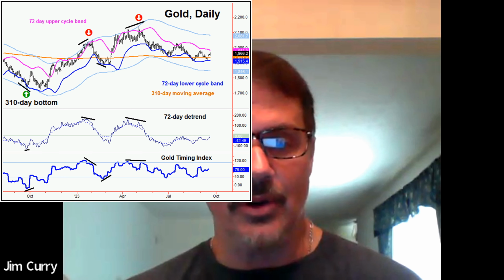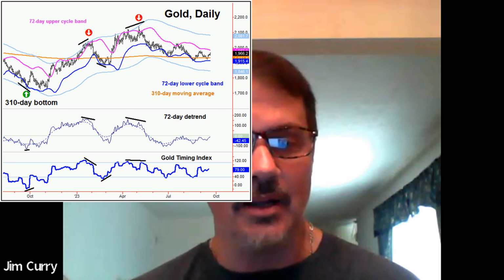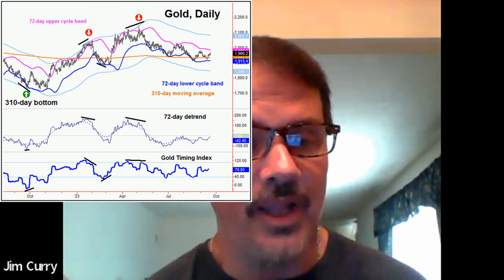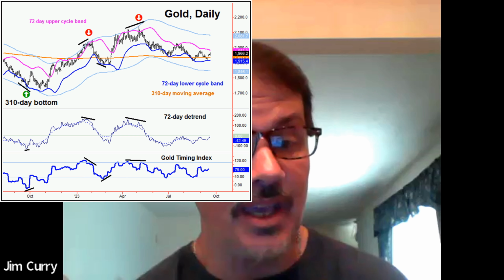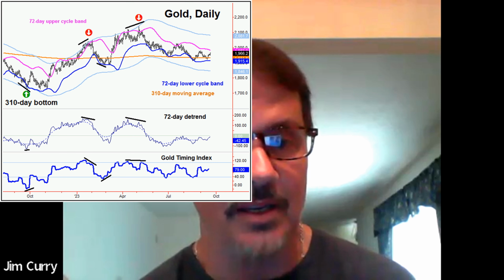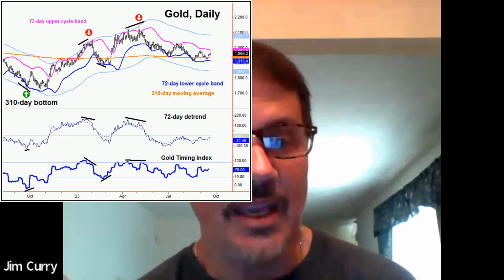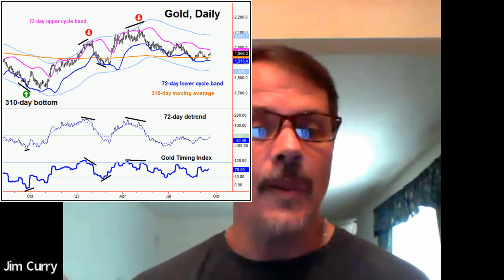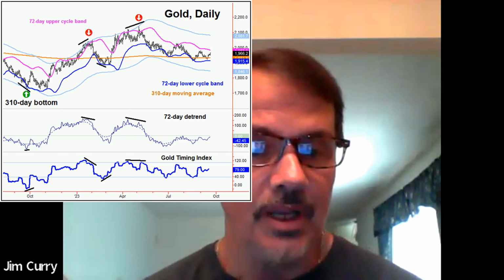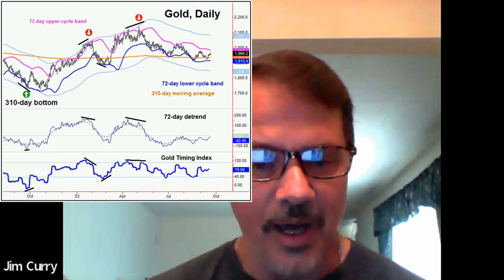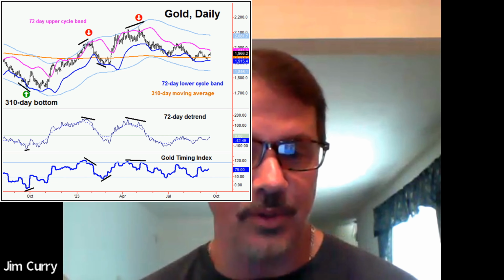If you look at the last 310-day cycle bottom, you go back to October, November of last year, the market came down. This indicator started diverging back in late September. The market did make an initial low there. It came back up, gold, and then came down for a marginally lower low into November. I didn't mark it out as clearly on this chart, but at that November bottom, there was a sizable divergence in this blue indicator.